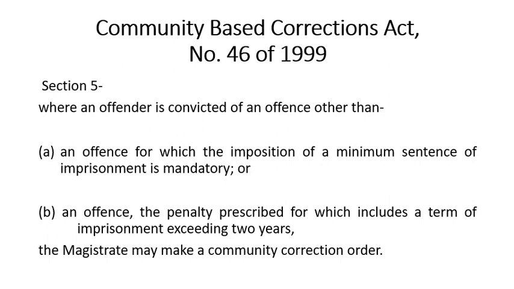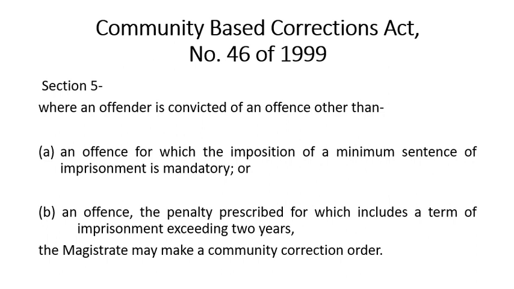But not in all ways, because in certain cases there may be community corrections orders, but not for all offenses. Where the offender is convicted for an offense other than the offense for which the imposition of a minimum sentence of imprisonment is mandatory.